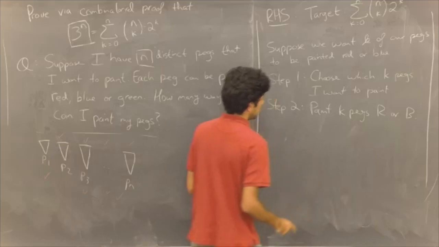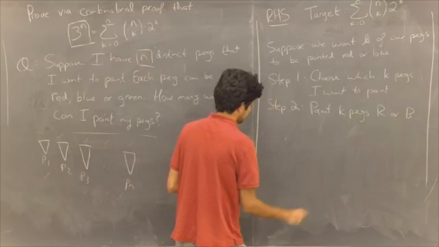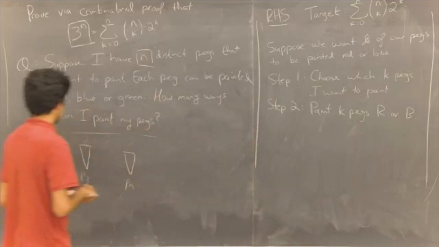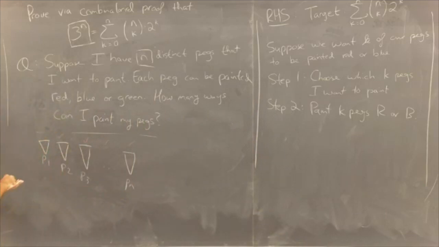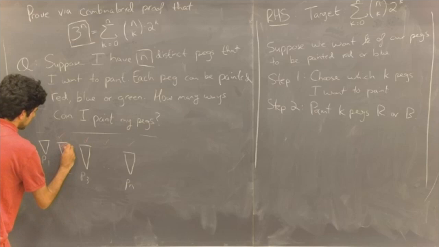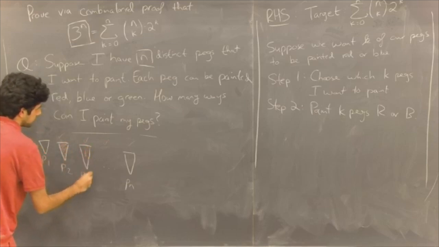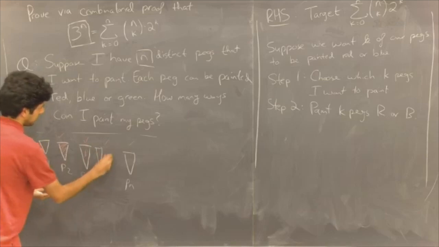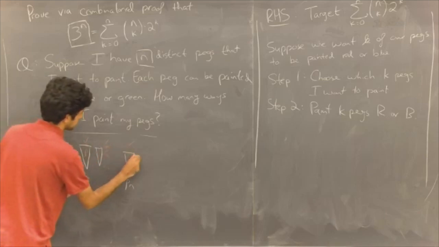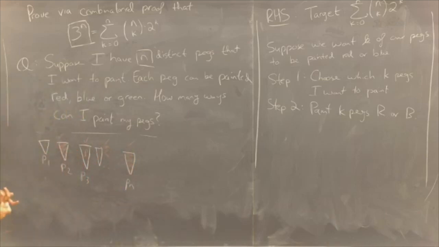So we've chosen our pegs. I'll erase this example for now. And maybe this one is colored in red, maybe this one's colored in blue. Let's just draw another one here that didn't get chosen. But maybe this one was colored in red and this one was colored in red. So I've colored some of my pegs, but not all of them.